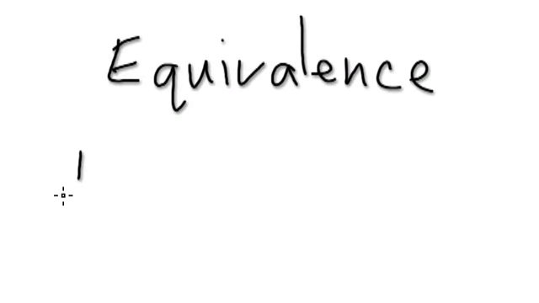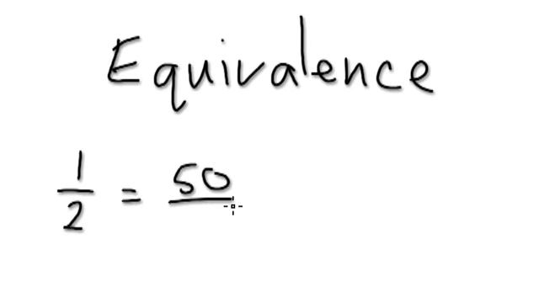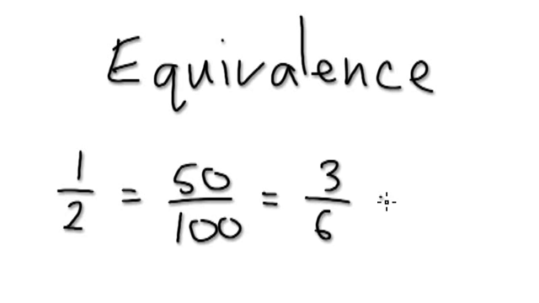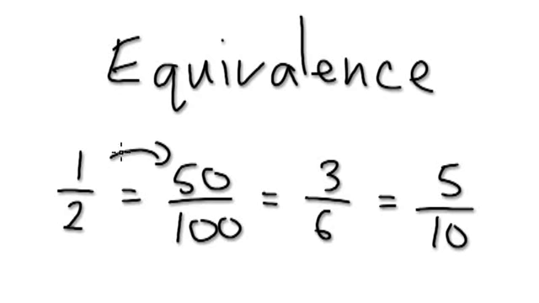In this video I'm going to talk to you about equivalent fractions. Okay, so what this is saying is a half. That's the same as 50 over 100. Well, that's the same as 3 over 6. That's the same as 5 over 10. So all these are equivalent. They're all the same, just written differently.